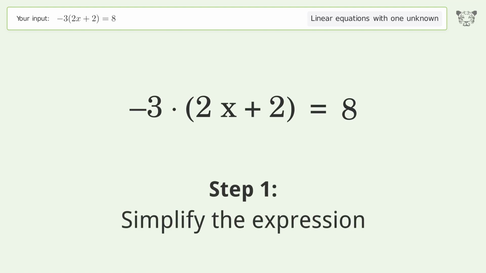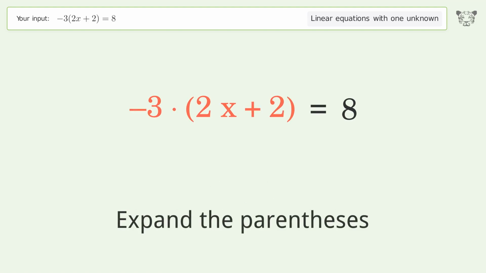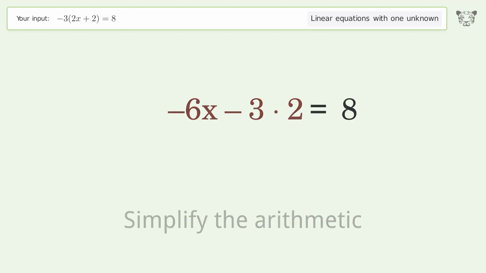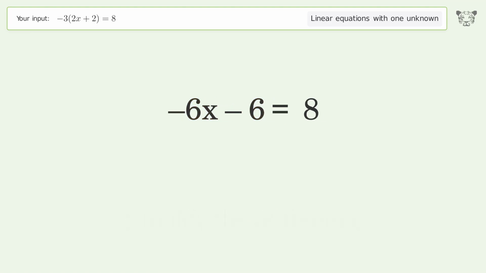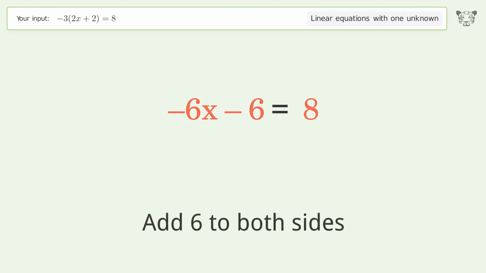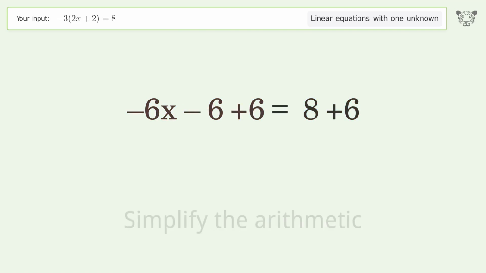Simplify the expression. Expand the parentheses. Multiply the coefficients. Simplify the arithmetic. Group all constants on the right side of the equation. Add 6 to both sides. Simplify the arithmetic.